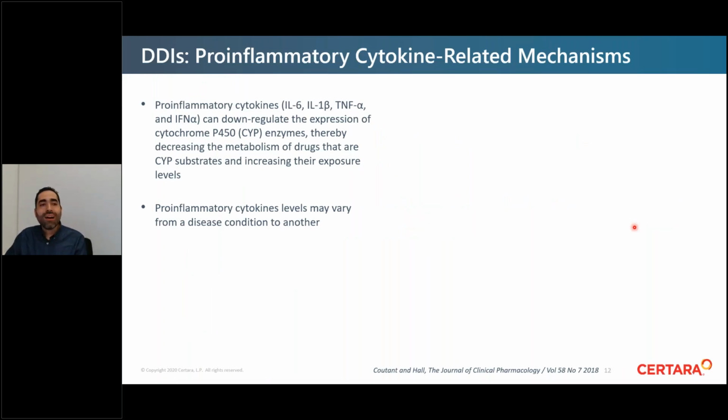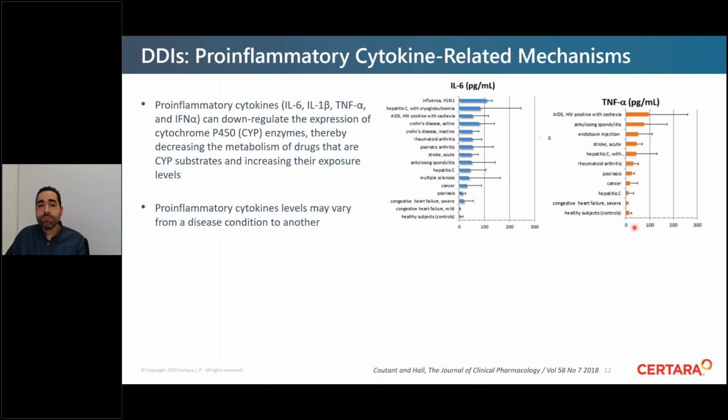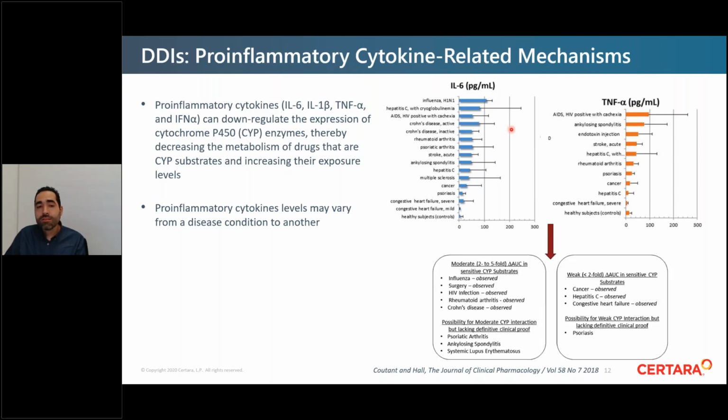Pro-inflammatory cytokines such as IL-6, IL-1β, TNF-alpha, or interferon-alpha can downregulate the expression of cytochrome enzymes. This will decrease the metabolism of the drugs that are CYP substrates, so this will increase their exposure level. However, the pro-inflammatory cytokine level may vary from one disease condition to another, as you can see in this example of the IL-6 levels or the TNF-alpha levels in the different diseases. So we have different levels of these cytokines depending on the disease, and this will result in a different impact on the CYP substrate.